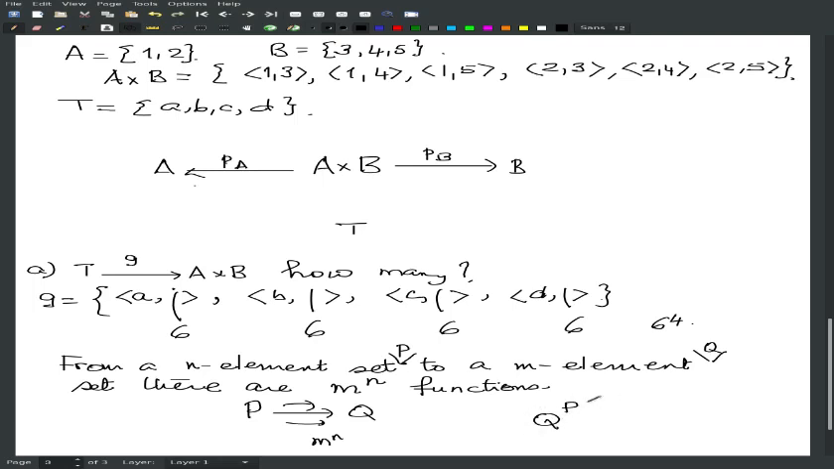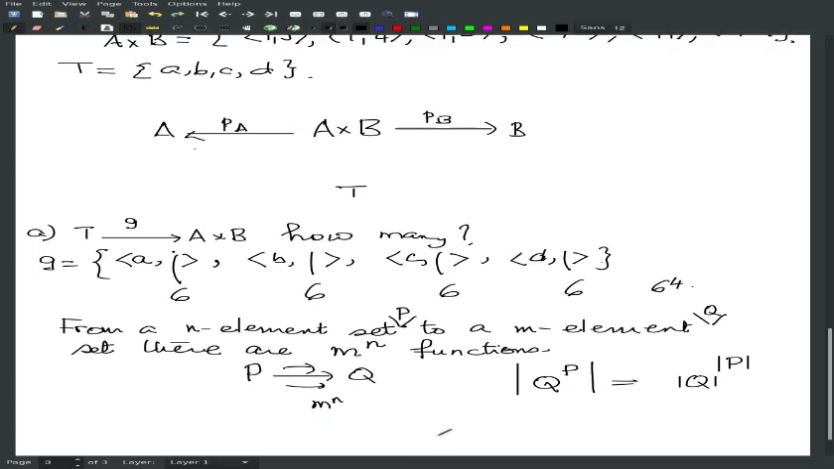So the symbol tries to say that it is m to the power n. So this number of elements over here, if I denote by this absolute sign the number of elements of P, so this is the number of elements of this. That is one of the reasons for choosing this symbol, but there are other reasons why I also chose this symbol, but that's another issue.